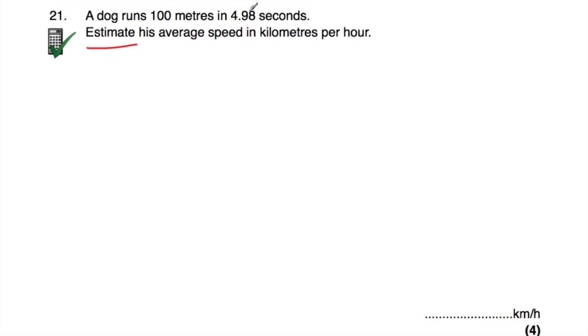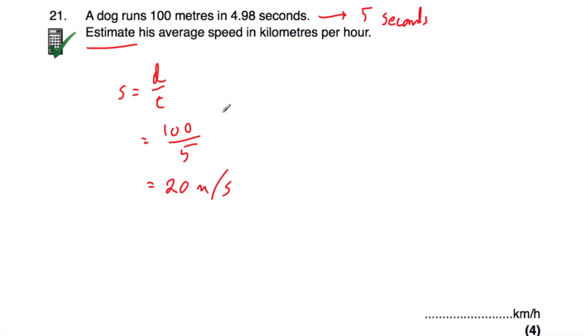Okay, so in terms of this question, I'm going to let the 4.98 seconds be approximately equal to 5 seconds, because 4.98 seconds is really close to 5 seconds. So it's an estimate because I'm rounding that to 5 seconds. So to work out the speed of the dog, if it was traveling 100 meters in 5 seconds, the speed is equal to the distance divided by the time. So it's going to be 100 meters divided by roughly 5 seconds, and that's equal to 20 meters per second. So the dog's speed is approximately equal to 20 meters per second.